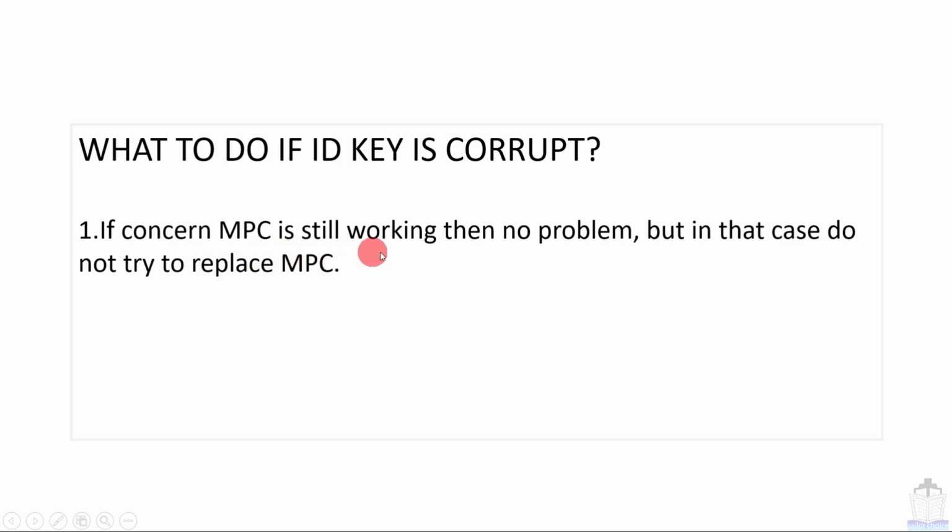If the concerned MPC is still working, then no problem. Only you will find that an alarm is coming that the ID key is corrupt. But the ID key's only job is to give the identity when the MPC is replaced. After that it has no job at all in the MPC. But the alarm facility has been given so that the operator comes to know that the ID key is corrupt and needs replacement. So in that case there is no need to try to replace the MPC, because you cannot do it without the ID key. Okay, so let the ship run like that only.